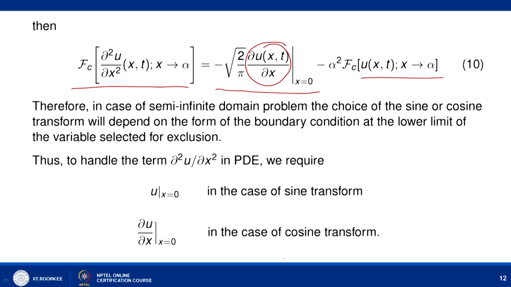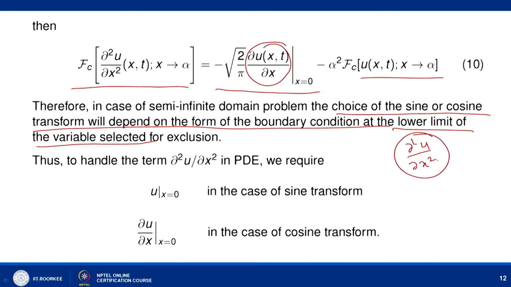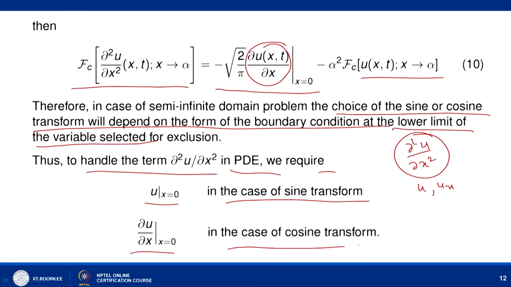So therefore if we summarize this, in case of a semi-infinite domain problem, the choice of sine or cosine transform will depend on the form of the boundary condition at the lower limit of the variable which we want to exclude. Here our problem term is ∂²u/∂x², how to handle this. So this we want to exclude. So here we want to see the availability of u and ∂u/∂x at the lower end point. Thus to handle the term ∂²u/∂x² in the PDE, if u is given at x equal to 0, then we apply the Fourier sine transform, and if ∂u/∂x at x equal to 0 is given, then we apply the Fourier cosine transform.